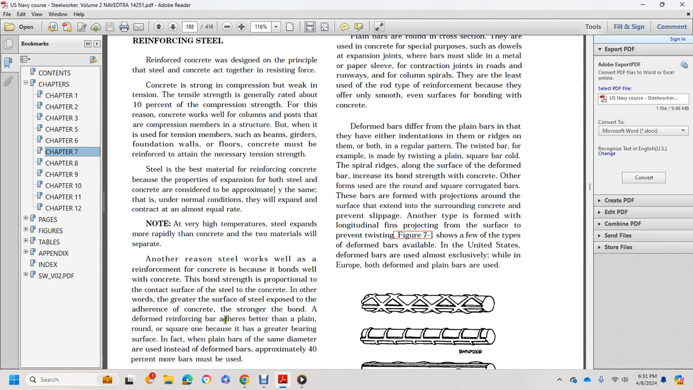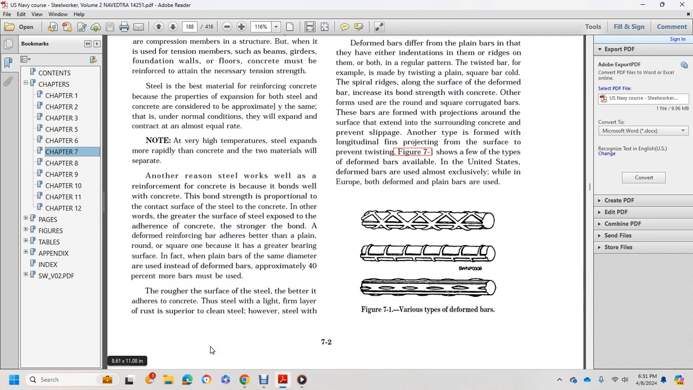Reinforcing steel adheres better than plain round or square bars because it has a greater bearing surface. In fact, where plain bars of the same diameter are used instead of deformed bars, approximately 40% more bars must be used.